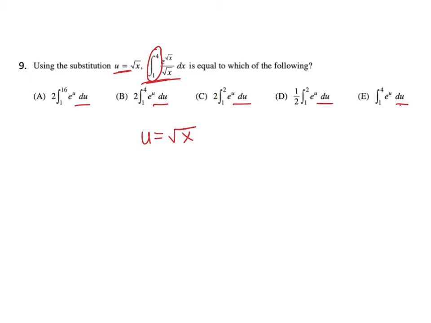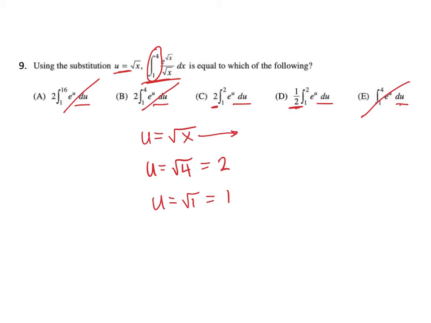So let's see what the endpoints would be for U. So for that first one, it's going to be the square root of 4, which is 2. And then the bottom one is going to be the square root of 1, which is 1. So automatically, I know I have to be going from 2 to 1. So that's going to get rid of E, B, and A. So now we have a 50-50 shot. And either we are going to have an extra 2 in the bottom or 2 in the top. So we do have to finish doing the U sub, but if we're pressed for time, we've got something pretty good to go off of.